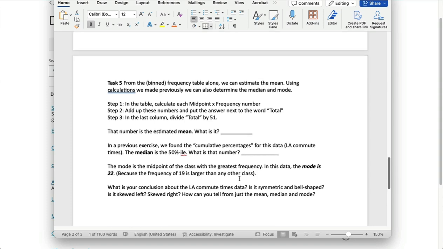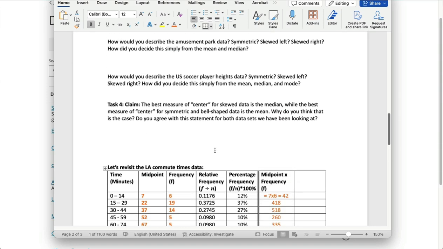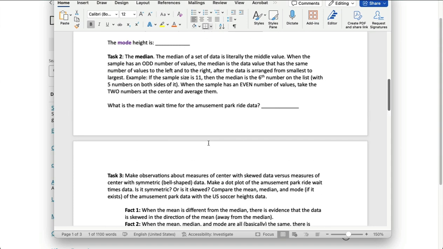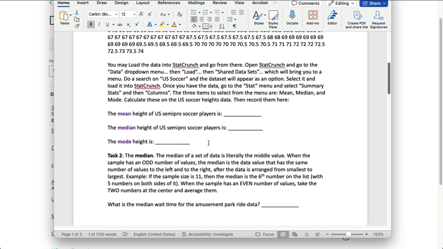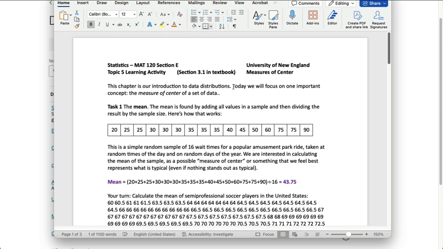So again, the measures of center will tell us a lot about what is typical in our data, and it will also tell us a little bit about the shape of our data, like where the largest numbers tend to be concentrated, and are there extra numbers that trail off to the left or to the right. So that is the whole point of section 3.1, and that is our learning activity for today.